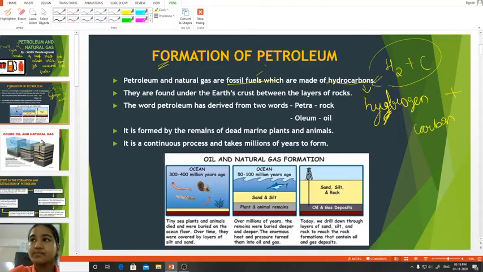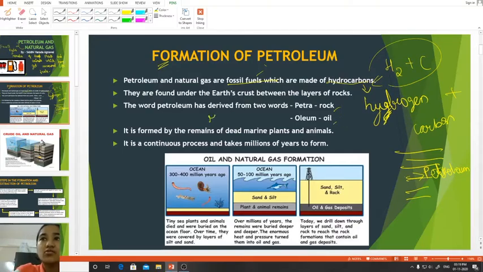That means, assume these two layers of rocks; between them somewhere there will be a compressed form. They are formed like petroleum and natural gas. Okay. We are only going to discuss petroleum in the first part. The second part will be on natural gas. Now, how has the word petroleum been derived? It is derived from two words, petra meaning rock and oleum meaning oil.